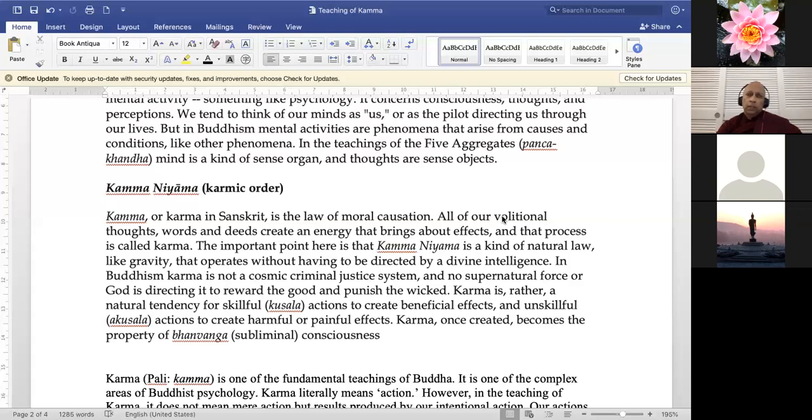Sorry, I think recreation is not the right word because it has a different connotation. At the rebirth, so at the rebirth of our consciousness. But still, karma is not the only thing.